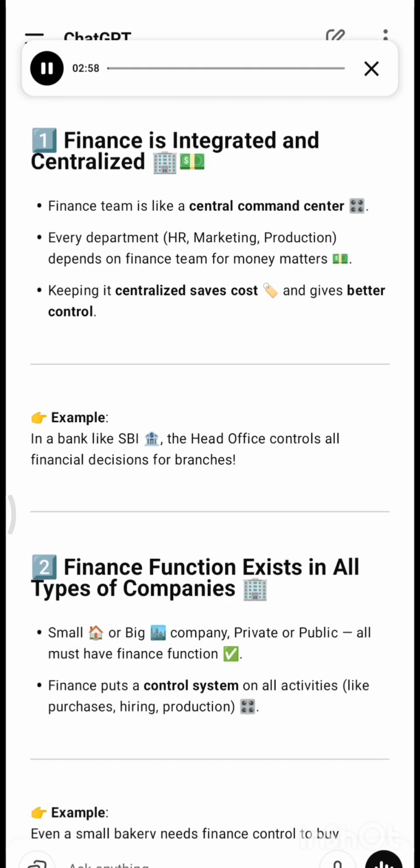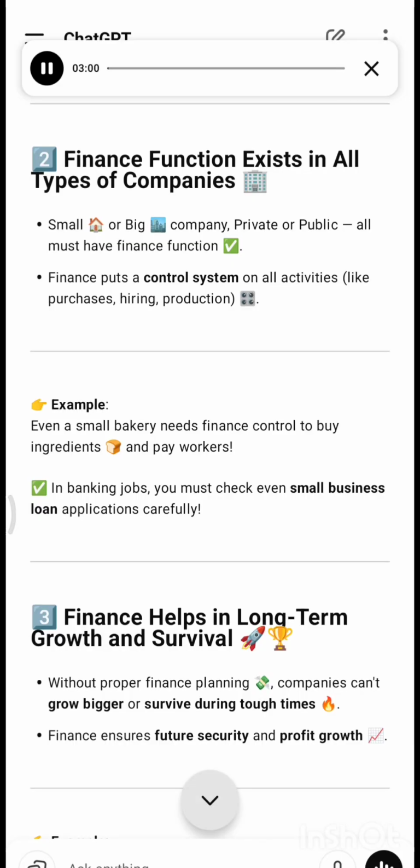Number 2, finance function exists in all types of companies. Small or big company, private or public, all must have a finance function. Finance puts a control system on all activities like purchases, hiring, and production. Example: even a small bakery needs finance control to buy ingredients and pay workers. In banking jobs, you must check even small business loan applications carefully.